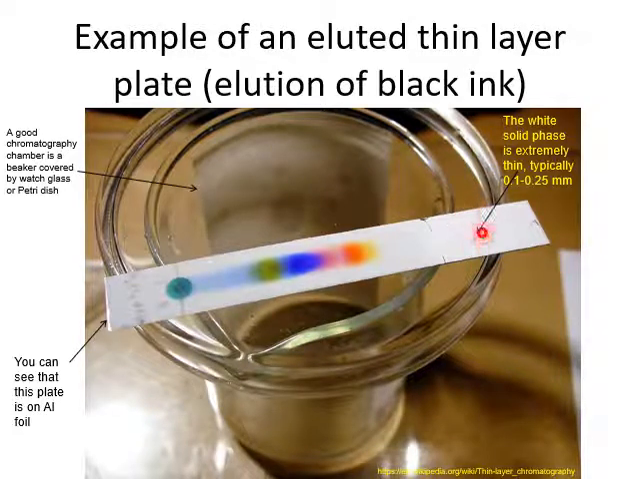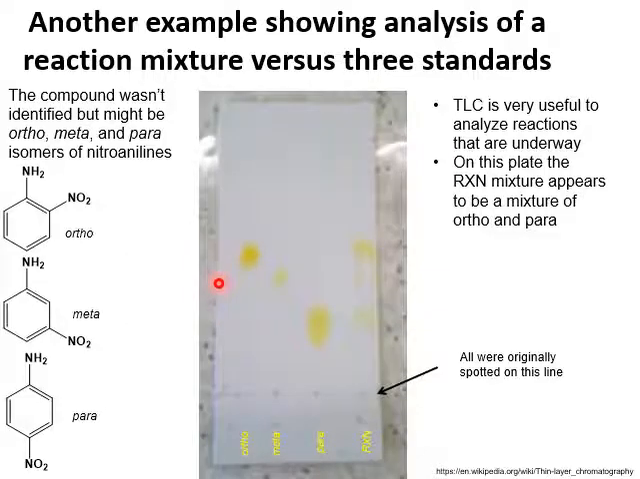Notice that the plates are usually very thin, so they're fragile. It's from 0.1 to 0.25 millimeters. And you can see that this plate is on aluminum foil. This is how you will usually look at your plates in the laboratory setting.